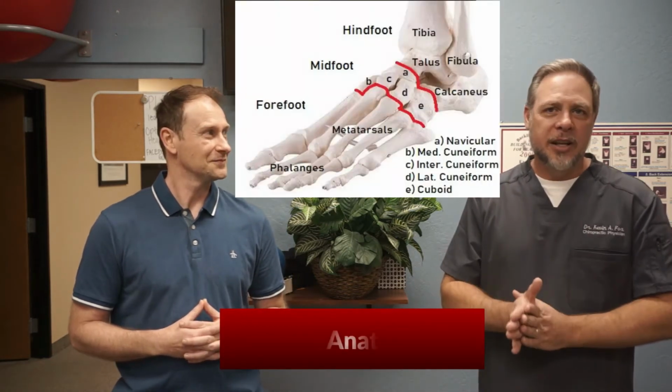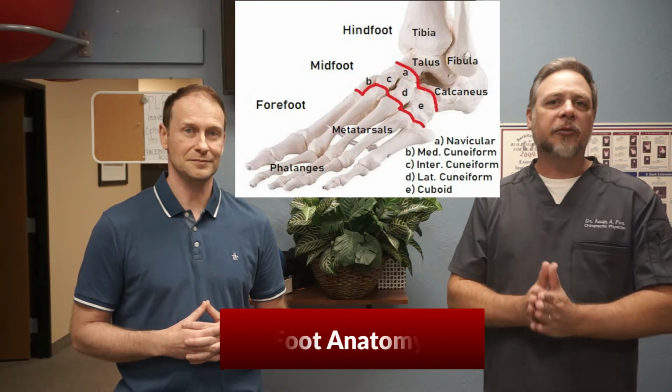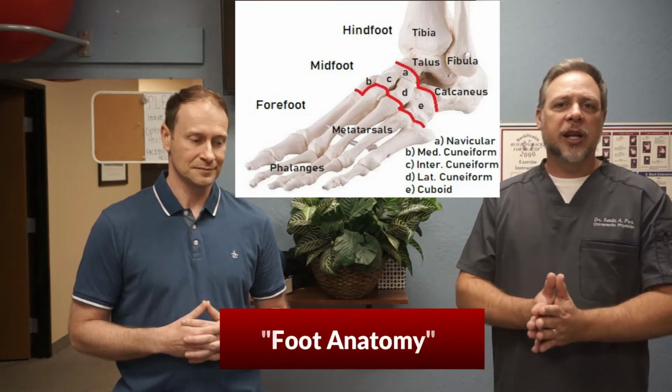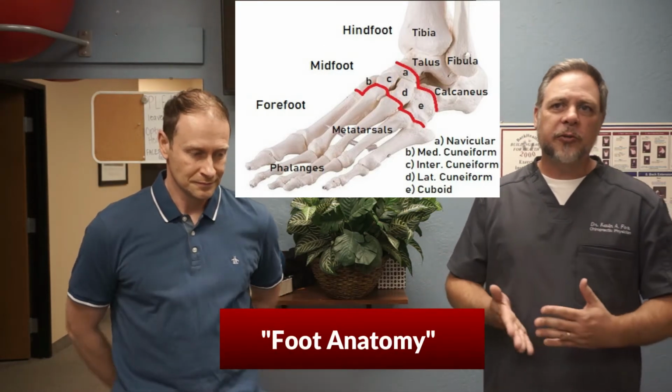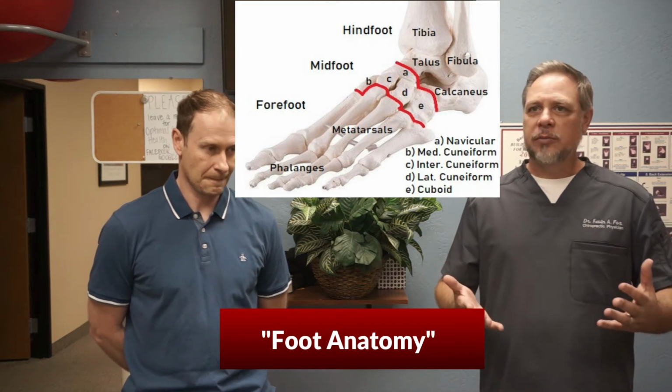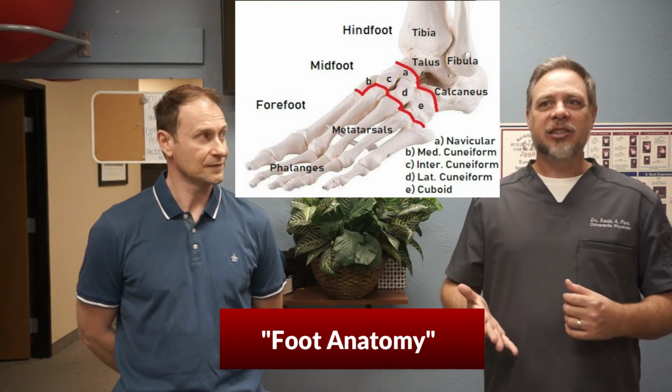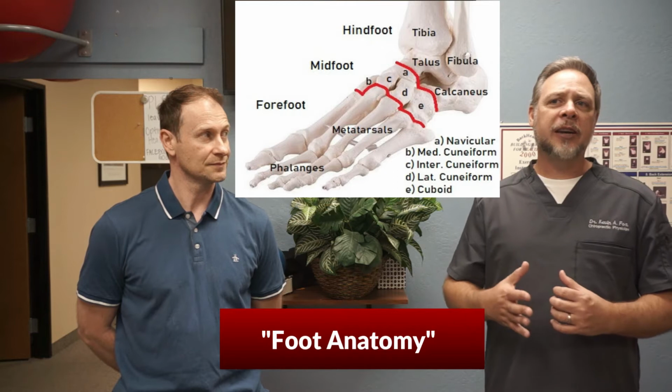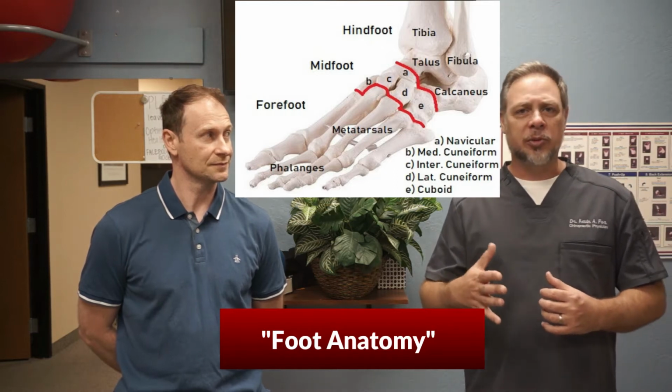All right. Let's start out with the anatomy of the feet. So there's 3 sections of the foot. We have the forefoot, the midfoot, and then the hindfoot. So on the forefoot, you're going to have your 5 toes, known as the phalanges. And then you also have the 5 longer metatarsal bones.